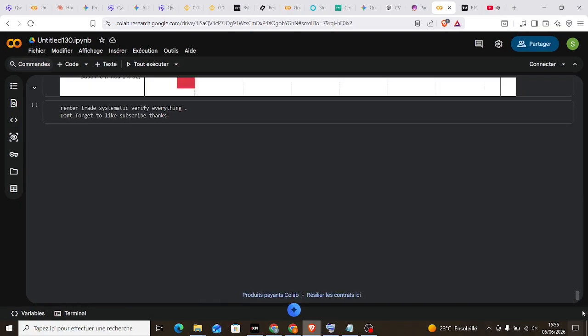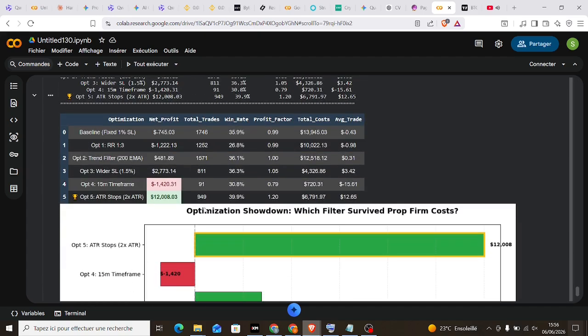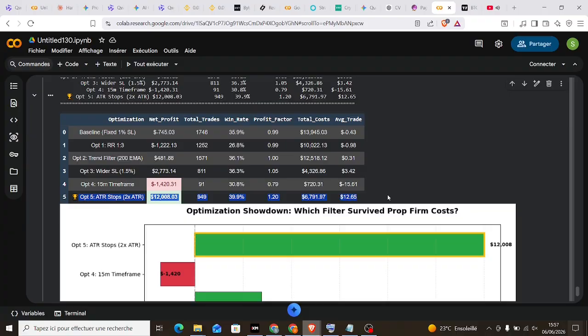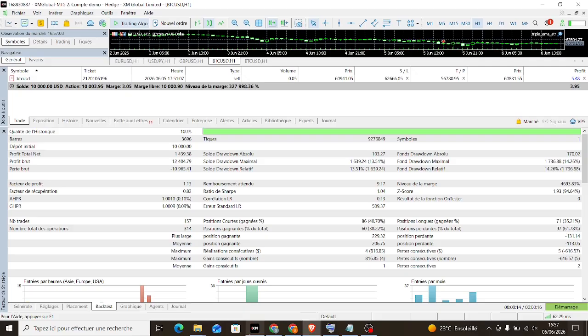Let us break down the green flags in this report. First, the math is perfect. Your average winner is $206. Your average loser is $113. That is almost exactly a 1-to-2 risk-reward ratio. You do not need a high win rate when your winners are twice as big as your losers.